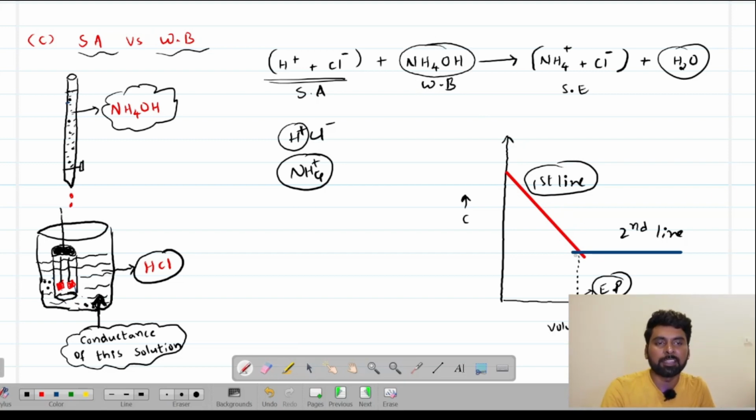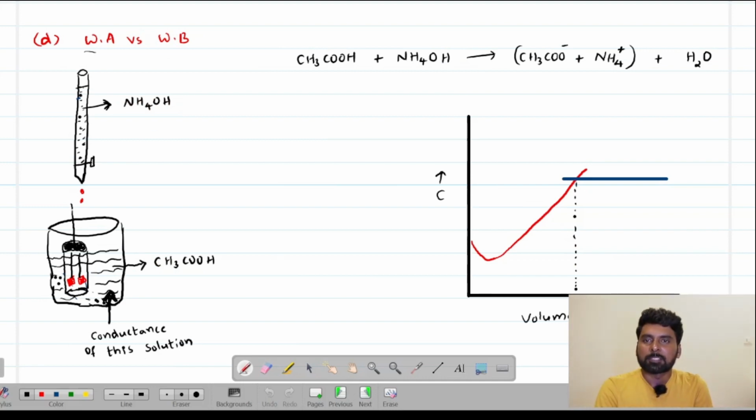Once the endpoint is reached, you keep on adding NH4OH. If you keep on adding NH4OH, there is no appreciable increase in the conductance. The second line is almost parallel to the x-axis. That means volume of NH4OH axis. Why is it going to happen? Simply look into that. It is the weak base, right? Weak base has very little dissociation. Though you add 2 ml, 3 ml, 4 ml, 5 ml like that, nothing will happen. That dissociation is just 1% or less than 1%, which cannot give a significant change in the conductance. That's why after the endpoint, conductance is almost constant. This is the reason for that.